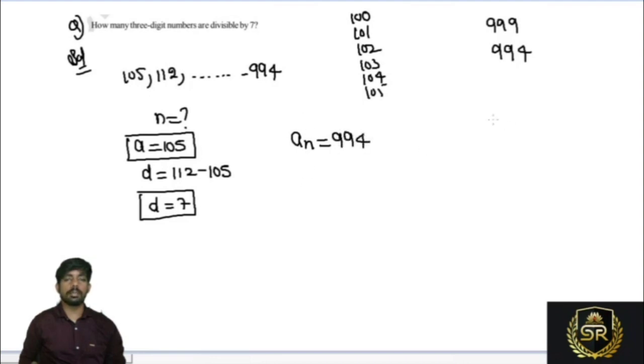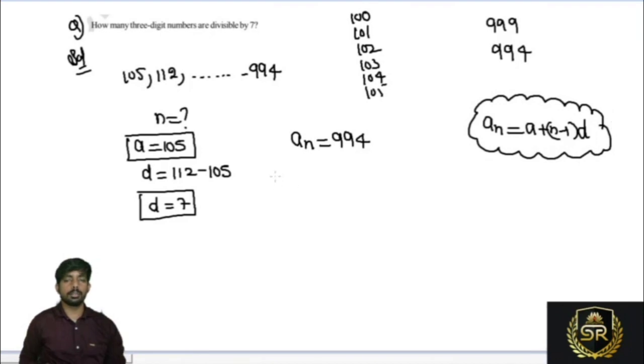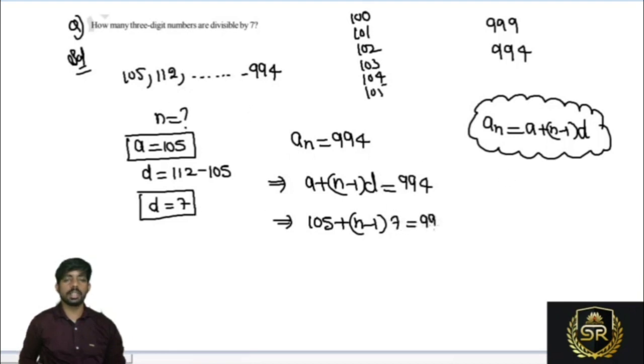So we know the nth term formula: a plus (n minus 1) into d. So we can write an is a plus (n minus 1) into d equals 994. The value of a is 105, plus (n minus 1) into d, where d is the common difference 7, equals 994. Bring this 105 to the right-hand side: 7 into (n minus 1) is equal to 994 minus 105. So what will you get here in the result? 994.